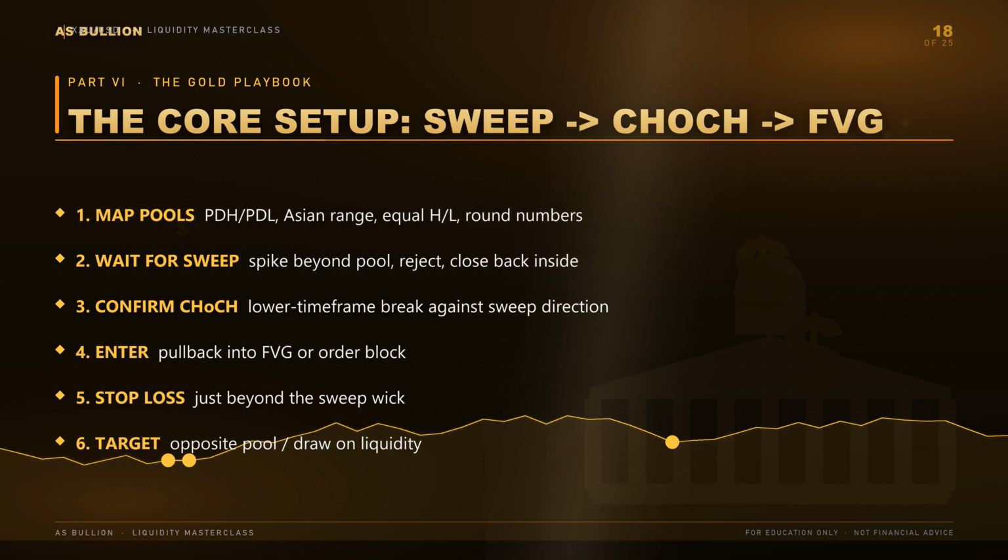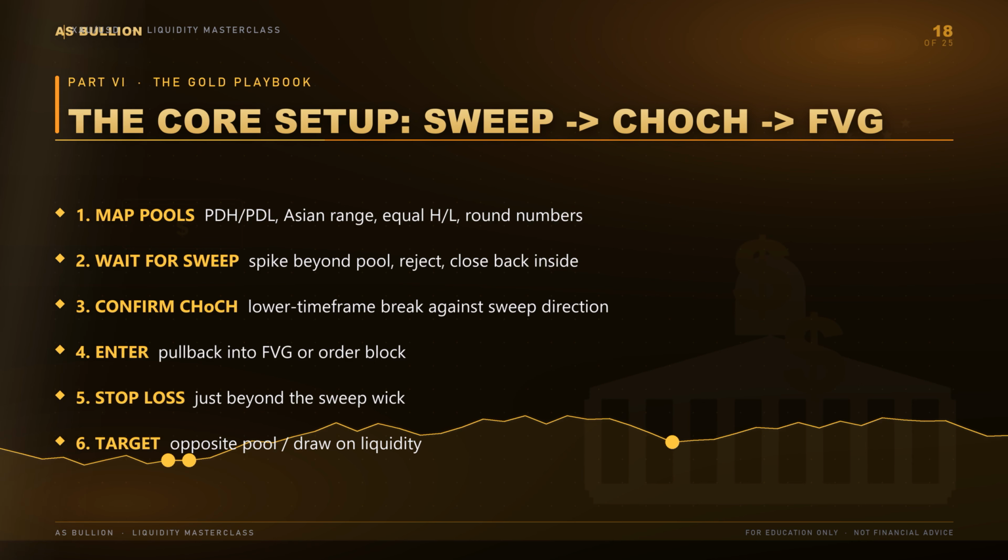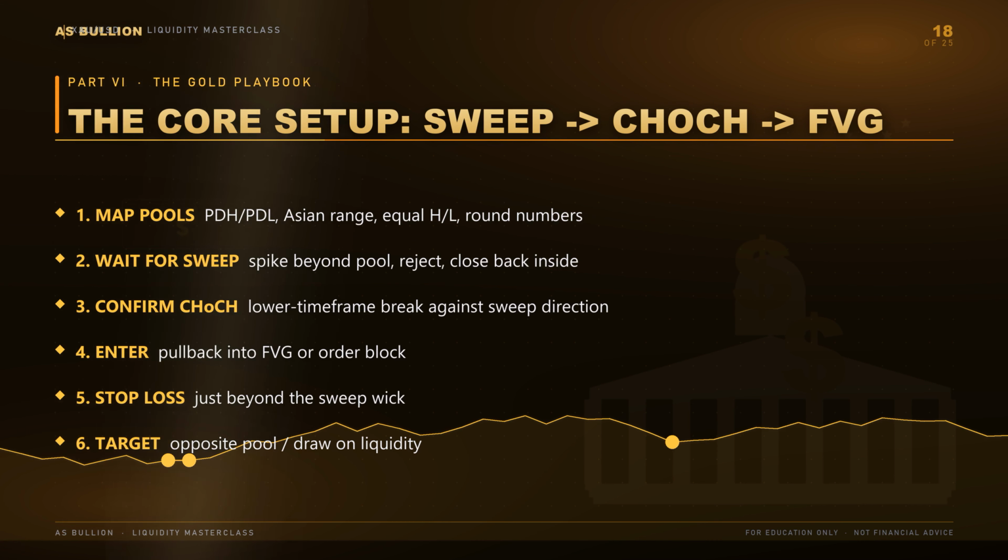Part 6. The Gold Liquidity Playbook. The core setup is sweep, change of character, fair value gap entry. This is the single most reliable liquidity model. Step 1. Map your pools. Mark previous day high and low, the Asian range, equal highs and lows, and the nearest round number.